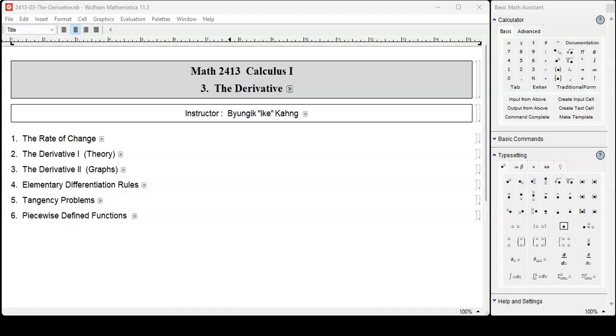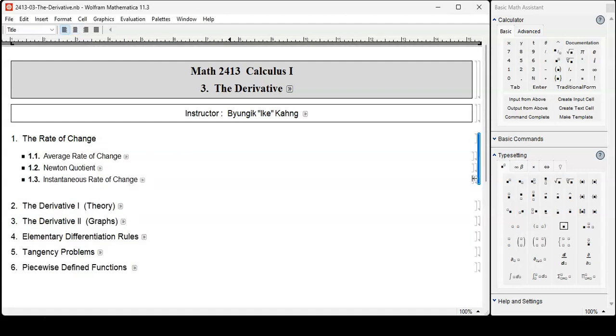Hello students, welcome back. We completed up to section 2. Now let's go to section 3 and study the derivatives in terms of graphs. But before that, let's have a brief review on section 1 yet again.